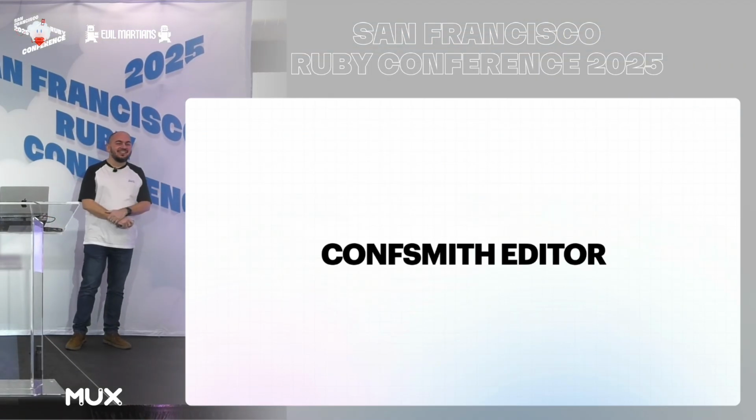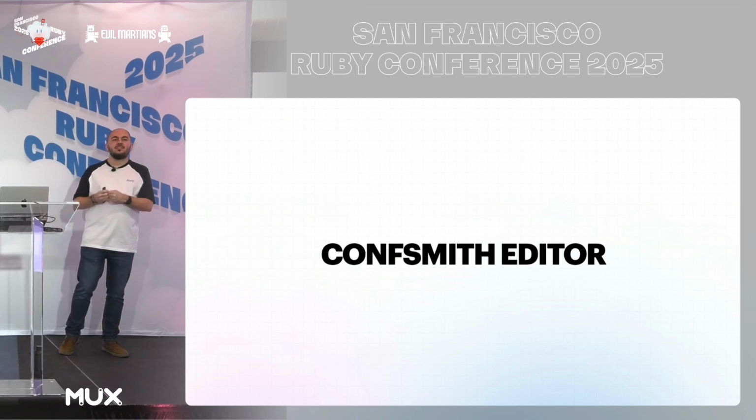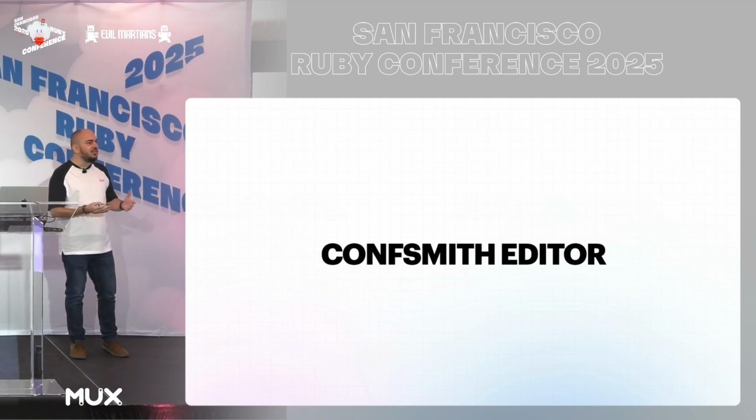So we're going to build ComSmith. Actually, we're not going to build it, but we're going to have a look at the complexities of actually building an engine and packing it all together into a gem.